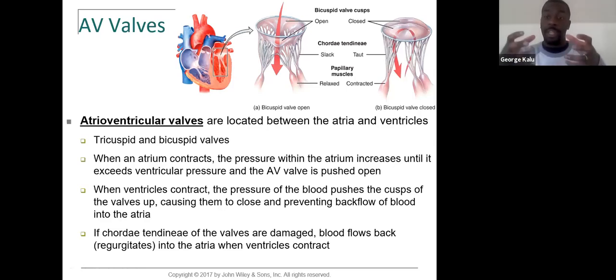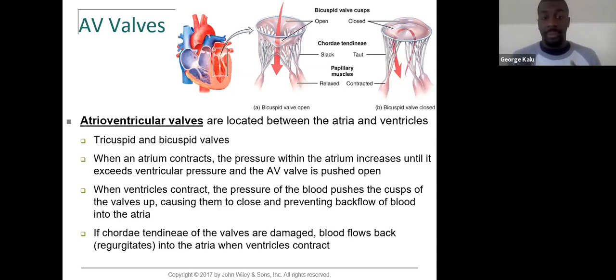When the ventricles contract, the pressure inside the ventricles starts to push the blood backwards a little bit. When the ventricular pressure is higher than the atrial pressure, that causes blood to flow backwards, and when that blood flows backwards, it closes up the cusps of the bicuspid and tricuspid valves. That effectively closes those valves and prevents blood from flowing backwards, making sure that blood does not flow back into the atria.